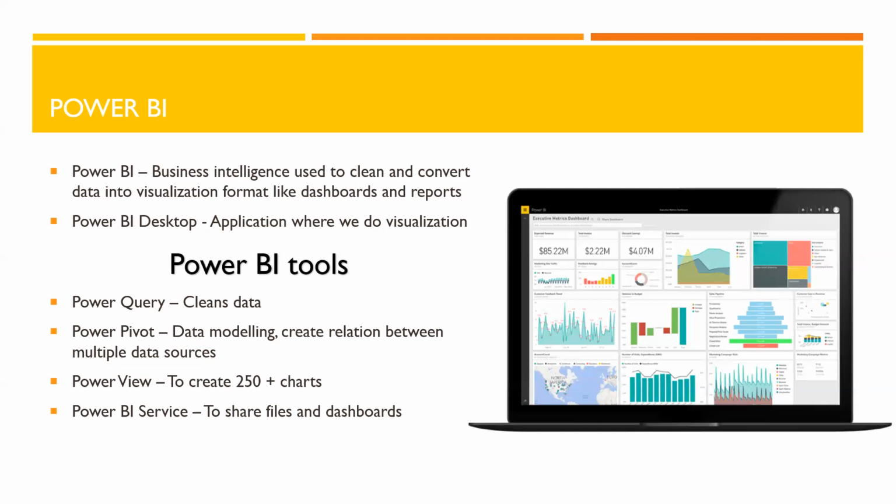Next is Power Pivot. We can connect different tables together in order to get new insights. That is data modeling, which is done with the help of Power Pivot. Next is Power View. In this particular dashboard, many different types of charts are there: funnel chart, tree map, area map, donut chart, cards, maps. More than 250 charts are available in Power BI that we can use as per the requirement of the project that is given to us.